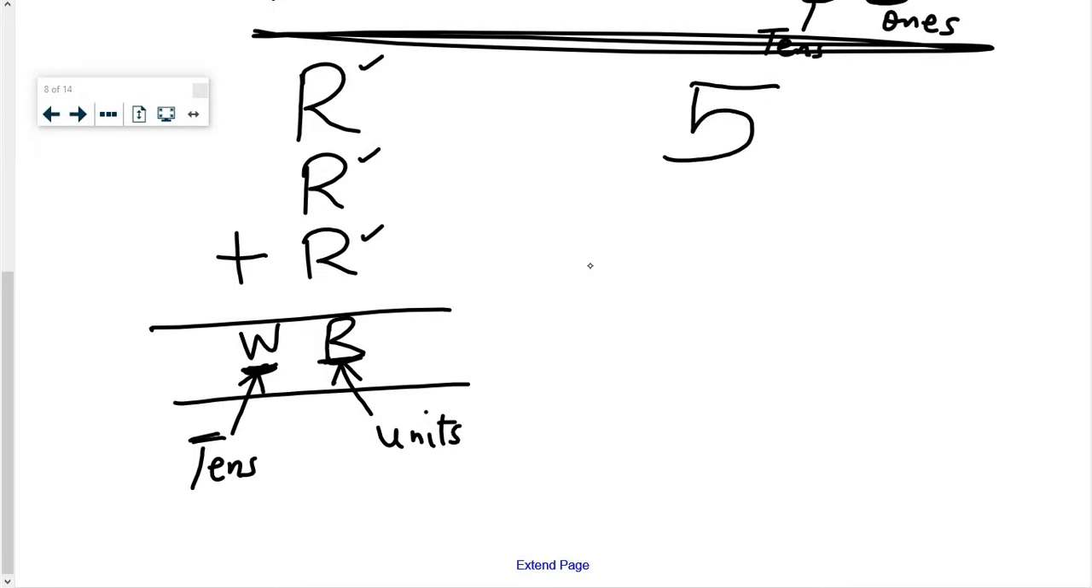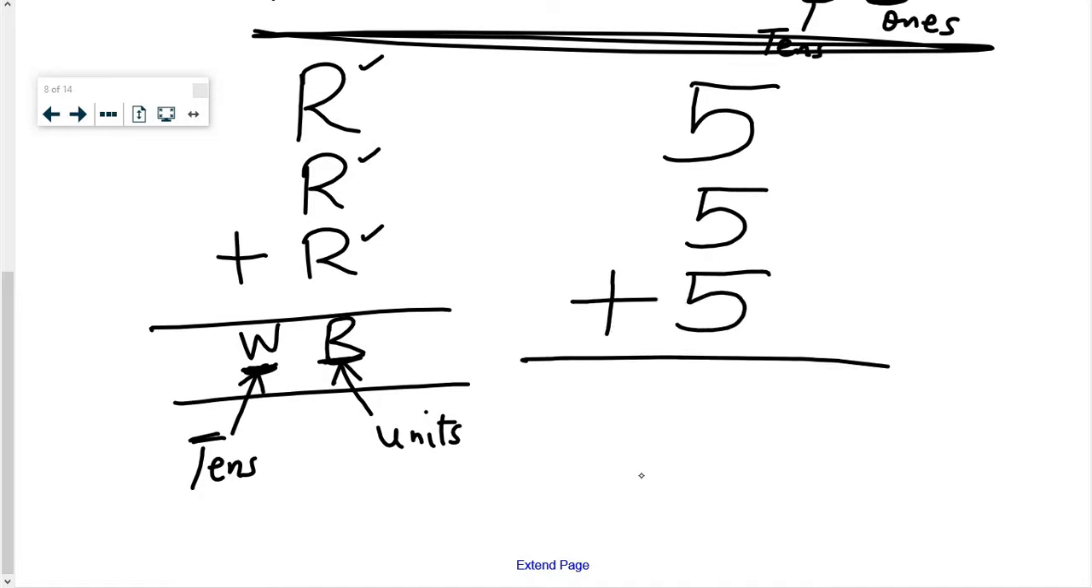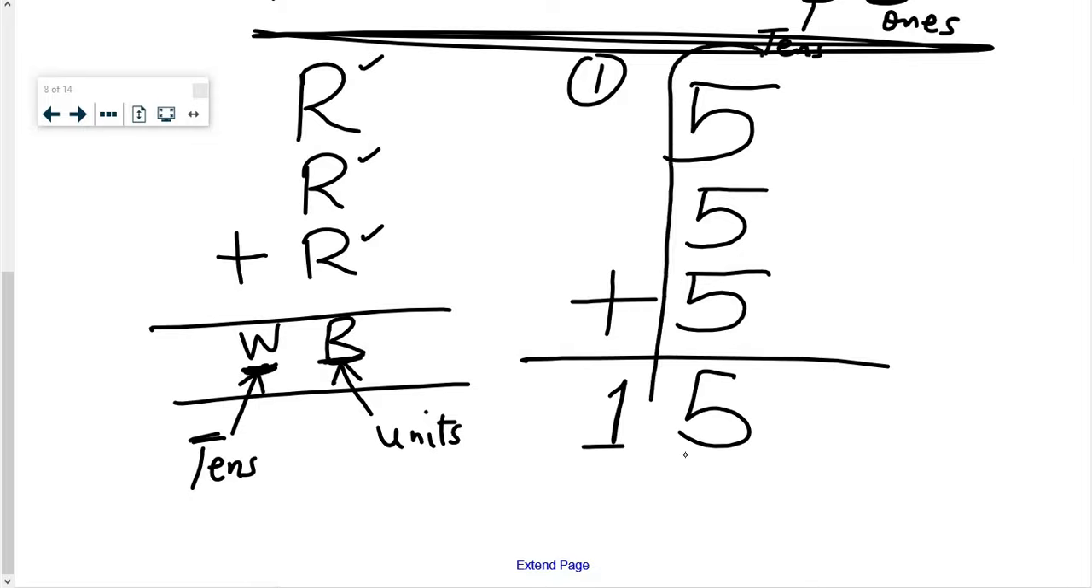A digit 5, add to itself twice. What do you see? 5 plus 5 plus 5, 15, carry 1. The one you carried, you keep it here. Can you see? In this 2-digit sum, the digit in the ones place is the same as this.